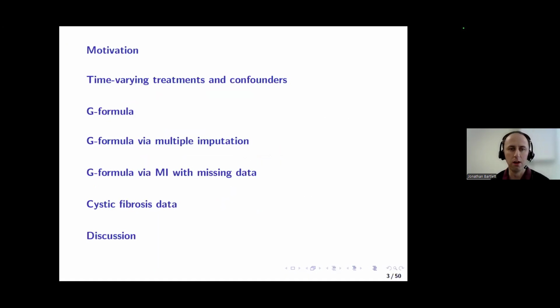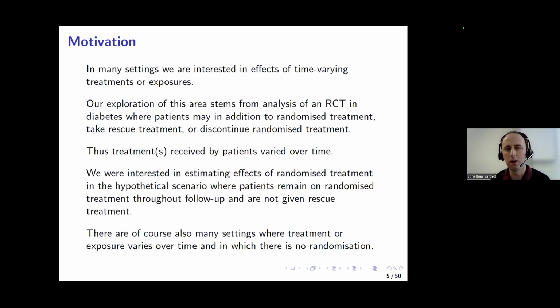Okay, so I'm going to start off with a few slides just to motivate how we got into this project and what I'm going to be talking about. So the motivation is that we're interested in many situations in trying to estimate the effects of some exposure or treatments which can vary over time within individuals in terms of which treatment they receive.